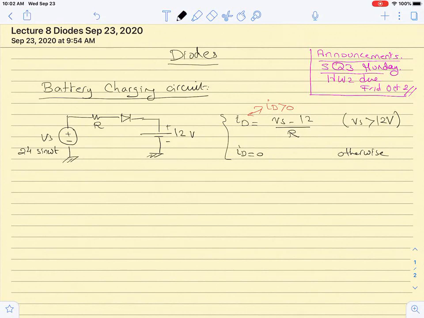how do I really model it, what the different regions are, and we will find that there is a third region which we do not deal with much. But we're just going to explain how a single equation can model both regions, the forward and the reverse mode, and dive a little bit deeper into the diode circuit.